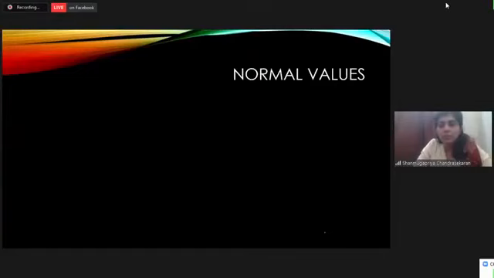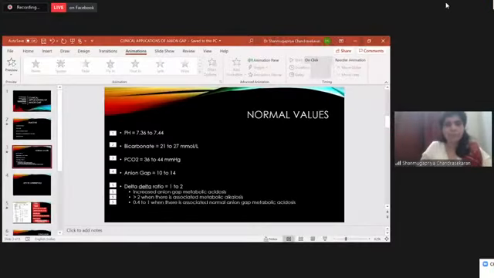So to begin with, what is anion gap? I'll first tell you the definition of anion gap. Anion gap is defined as the difference between unmeasured anions and unmeasured cations. This is just a definition. Now, what does it rely on? Why do we have to calculate this? An understanding of that would be clear if you know what metabolic acidosis is.